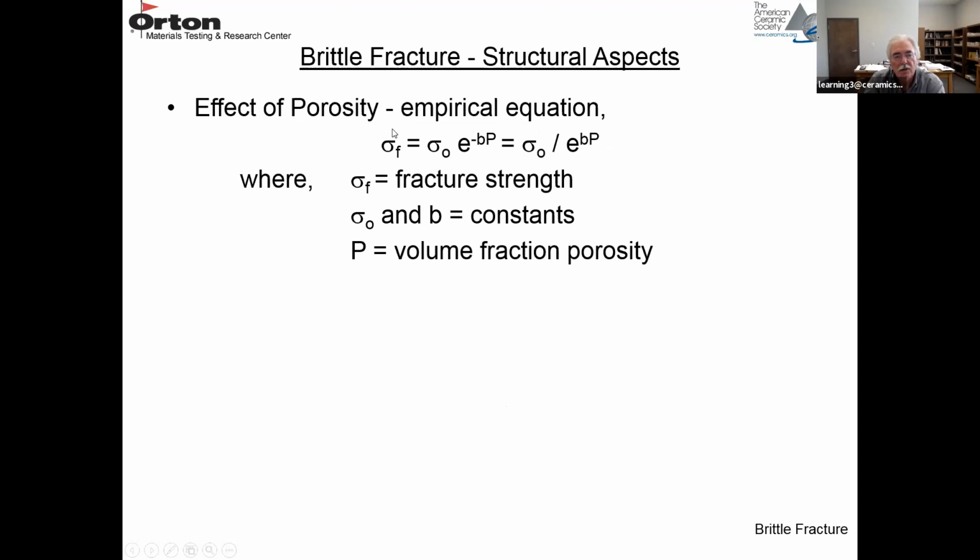So there are a lot of empirical equations that describe the effect of various values on elastic properties and strength. This is another empirical equation for the effect of porosity. The fracture strength equals a constant sigma 0 e to the minus b times the porosity p. Sigma 0 and b are constants. If you just rearrange the equation and put e to the bp in the denominator, it's just this constant divided by e to a constant times the porosity. So as you increase the porosity, this number increases exponentially, and therefore the strength decreases rapidly also.